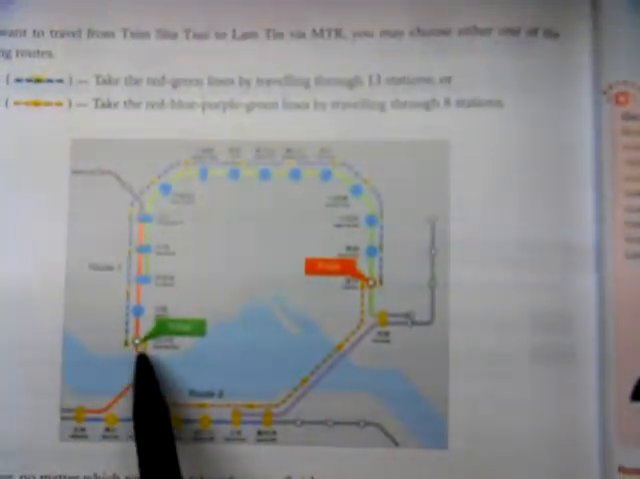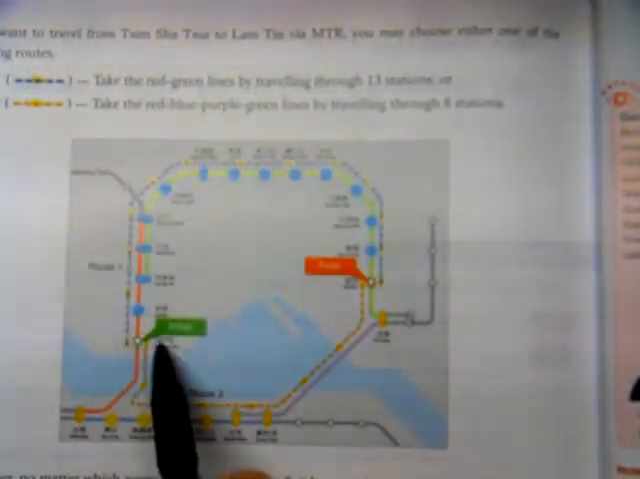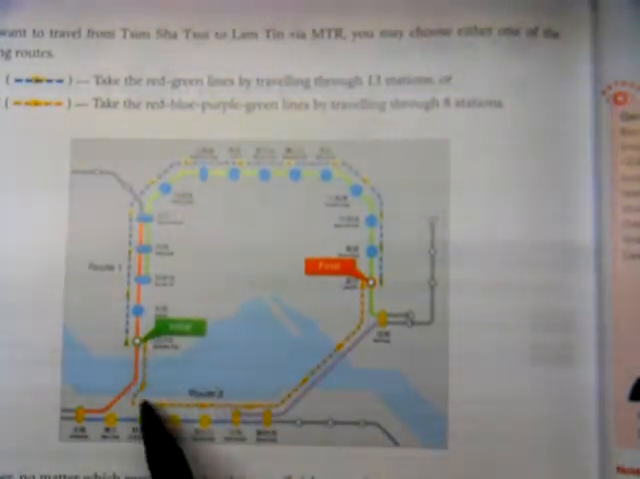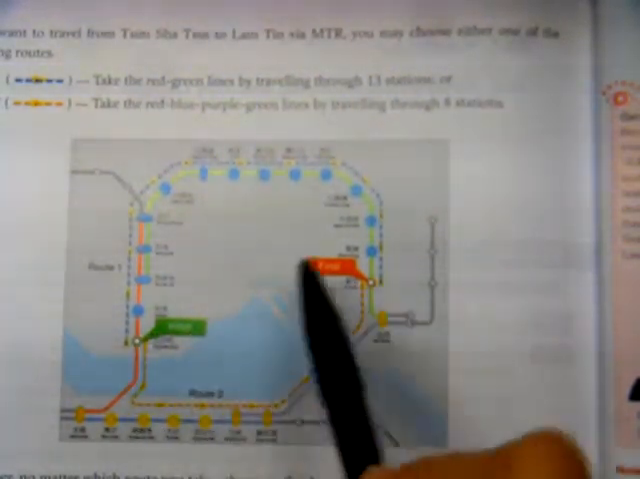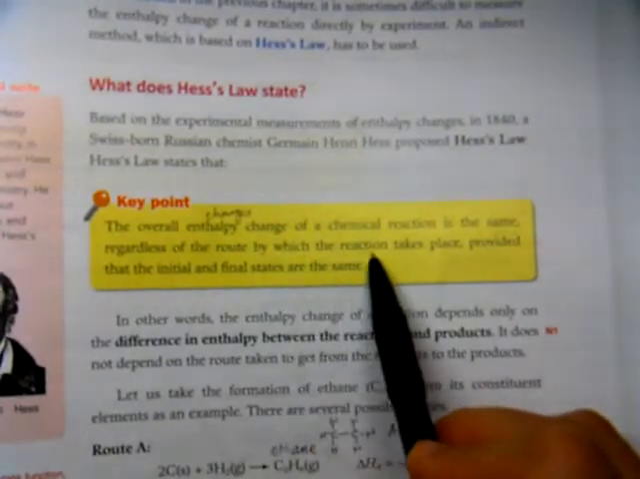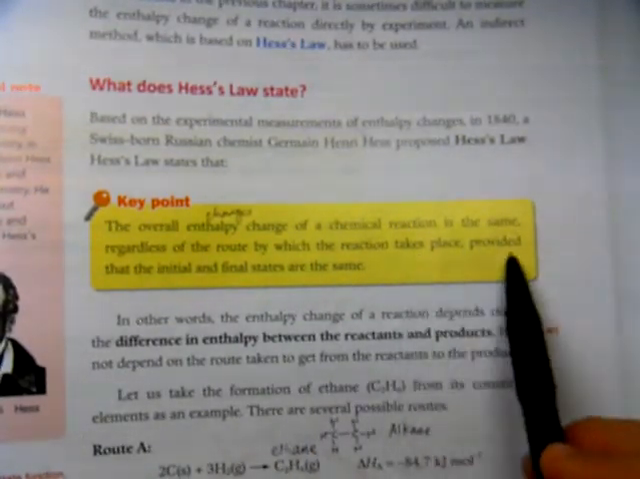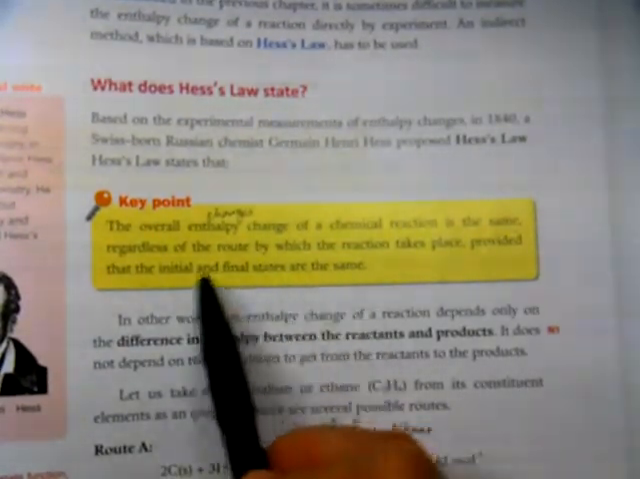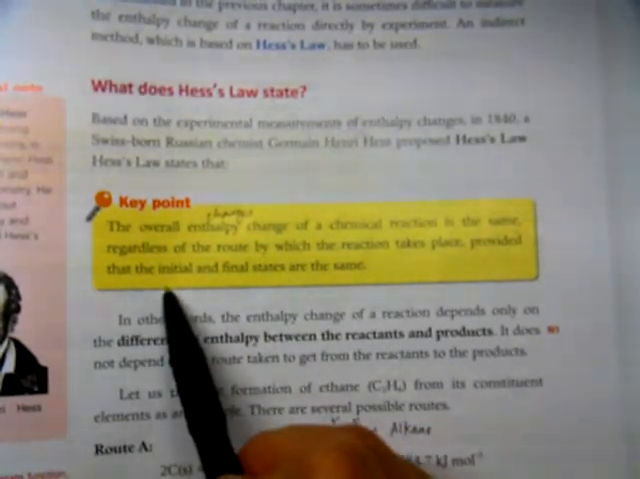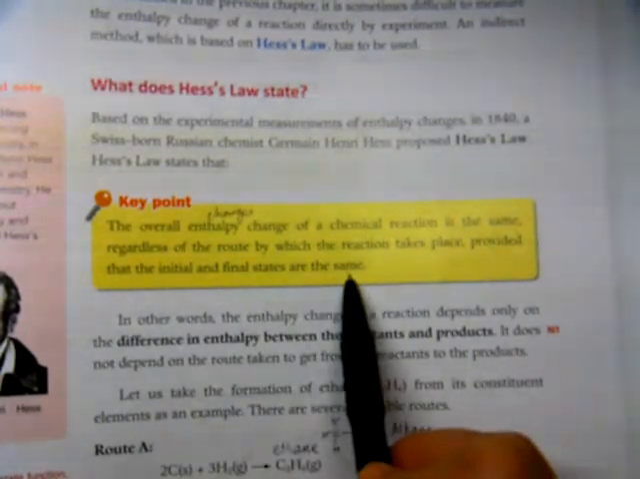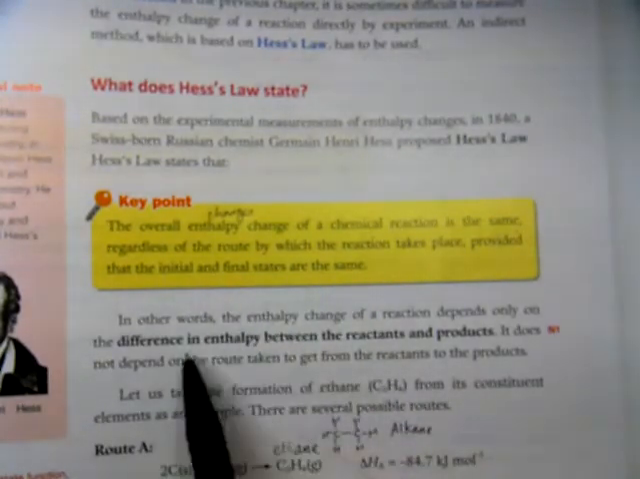That means you take this route from Tsim Sha Tsui to Lam Tin, or another route from Tsim Sha Tsui to Lam Tin. Okay, there are several routes. Regardless of the route by which you take, provided that the initial and final states are the same, provided that the initial station and the final station are the same. Understand? Okay, try to remember.